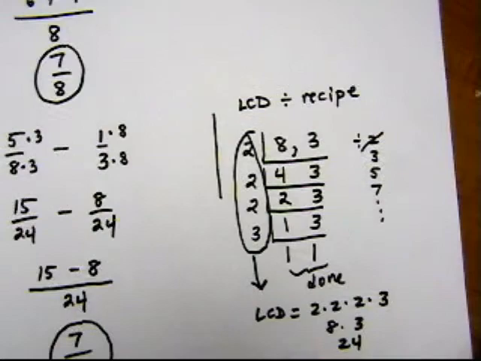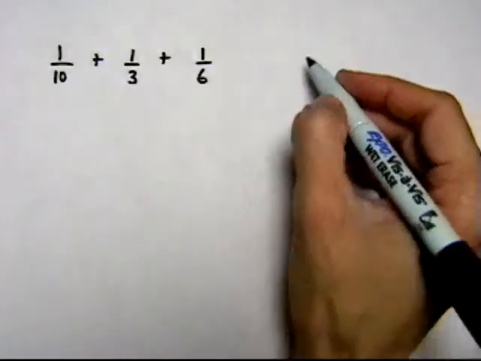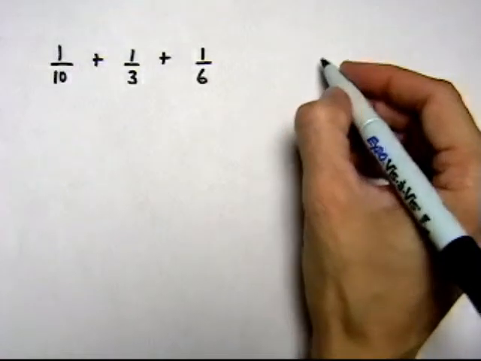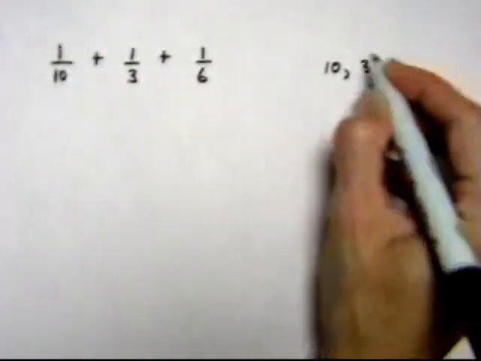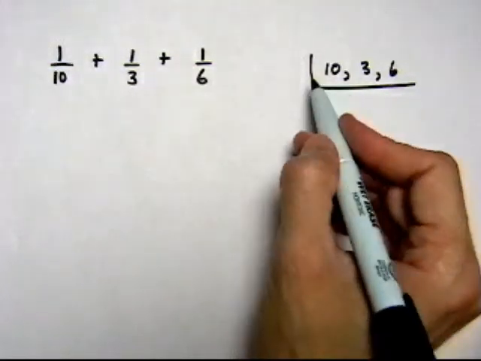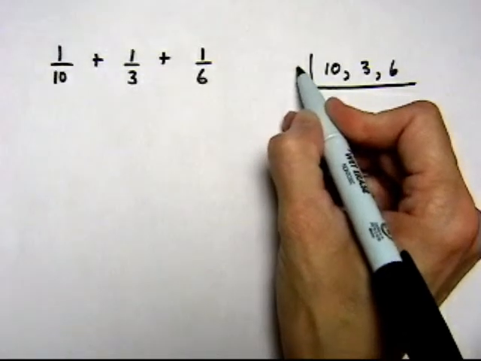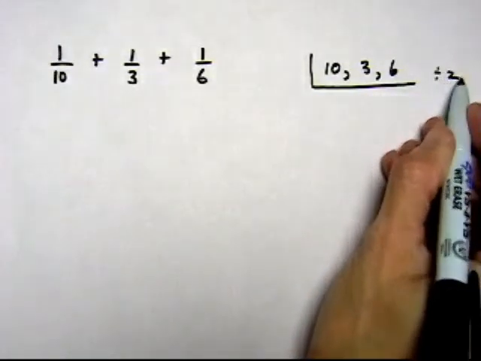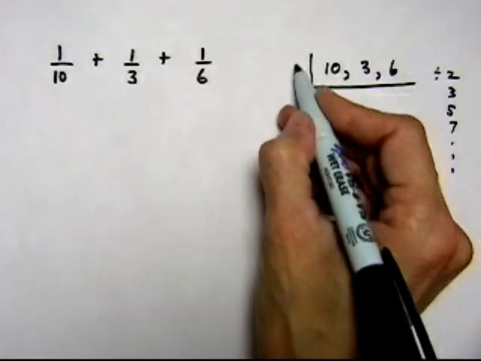And let's do one more problem. Here we've got 3 denominators, and let's use that LCD recipe again. So we're going to list the 3 denominators, and if you see right off that the LCD for this problem is going to be 30, then you're all set. Make the 30 happen. But if you're not sure, you start dividing by primes. So remember, we divide by 2, 3, 5, 7, and as far as you have to go.